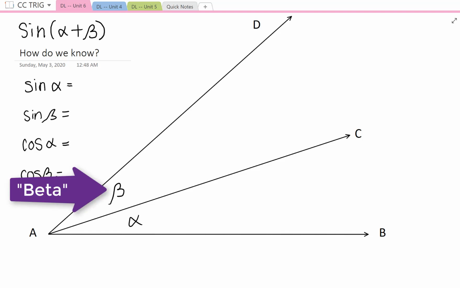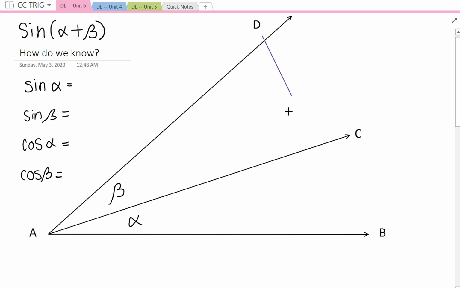Now, because I know what the formula is, I'm going to evaluate sine and cosine of both alpha and beta because it may come in handy later. Again, all of this is in general form, so we're using letters, not specific values. Begin by drawing a line from point D that is perpendicular to line AC. We want to create the right triangle for which the focus angle is beta.